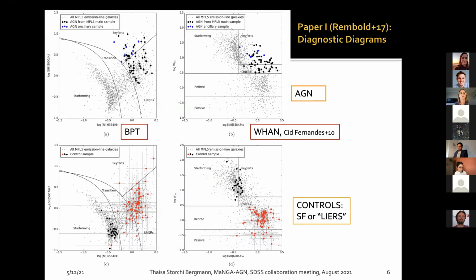So the AGN are in the top, and the control galaxies are in the bottom. So we see that in BPT, it seems that there are many LINERs, but when we look in the WHAN diagram, these are very faint emitting galaxies that are retired and that we call LIERs, because they look like LINERs, but they are not.